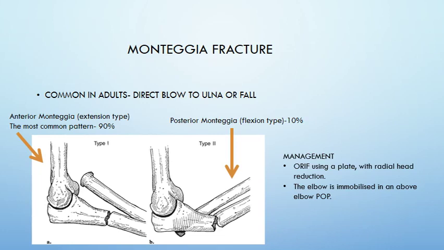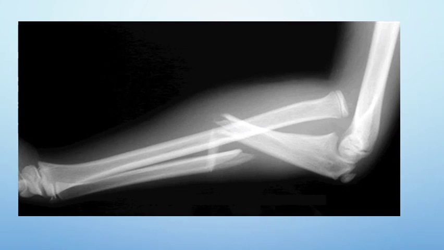The management is using plates and screws, and first to reduce the radius head. The elbow is then immobilized in an above elbow back slab, plaster of Paris, for a short period of time before active range of motion is commenced according to doctor protocols. Here is an X-ray example of a Monteggia fracture pattern.